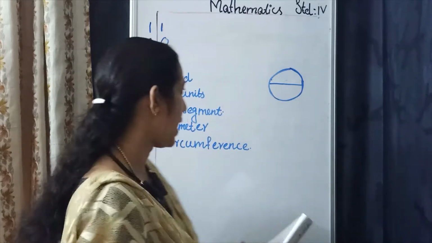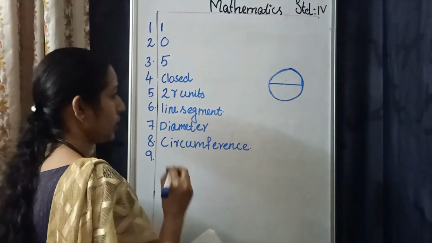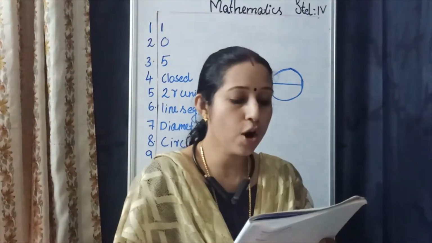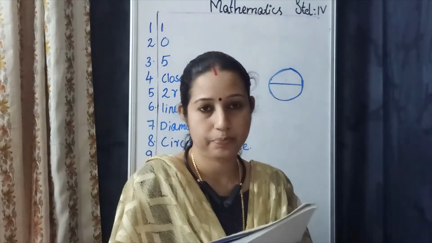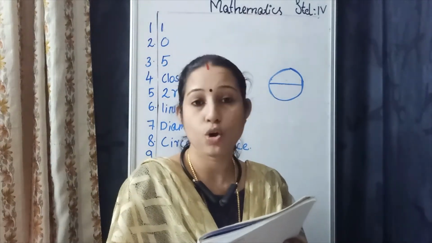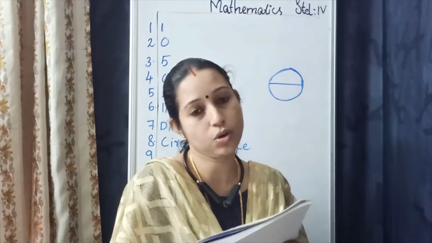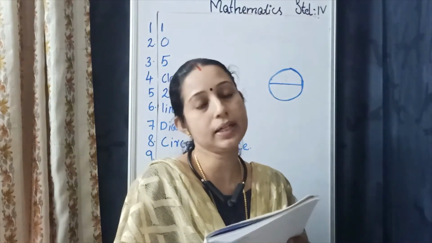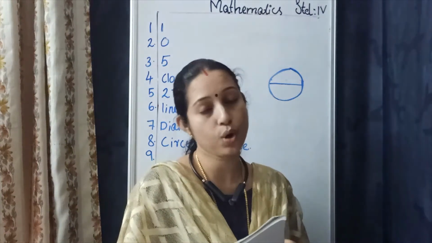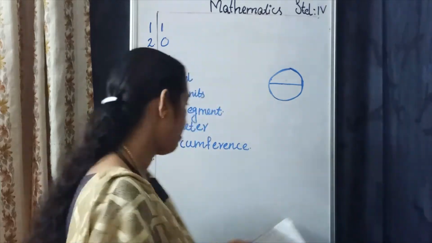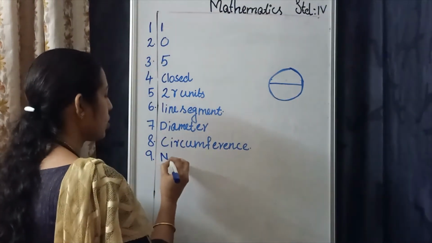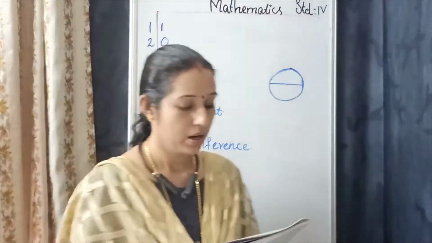Next, question number 9. A point has no dimensions. A point has no dimension because a point has no length, no breadth, no thickness. So it has no dimension. So the answer is no. A point has no dimensions, or I simply write 0.